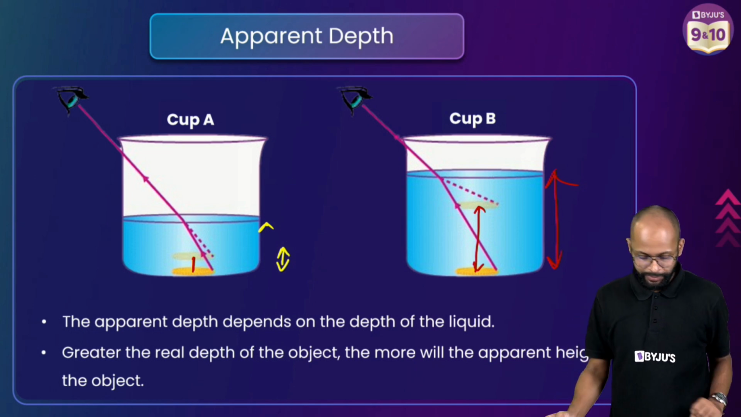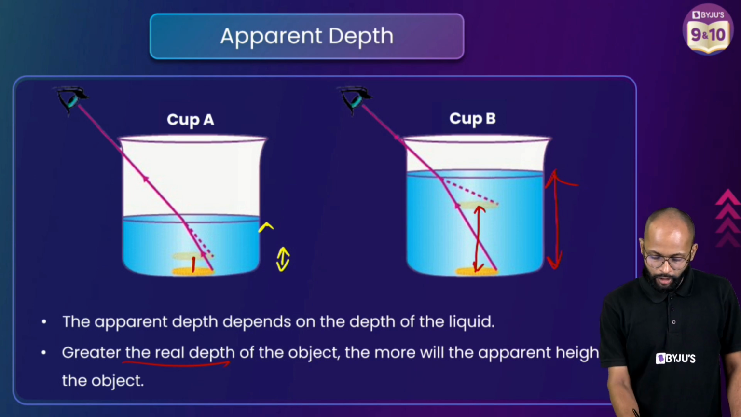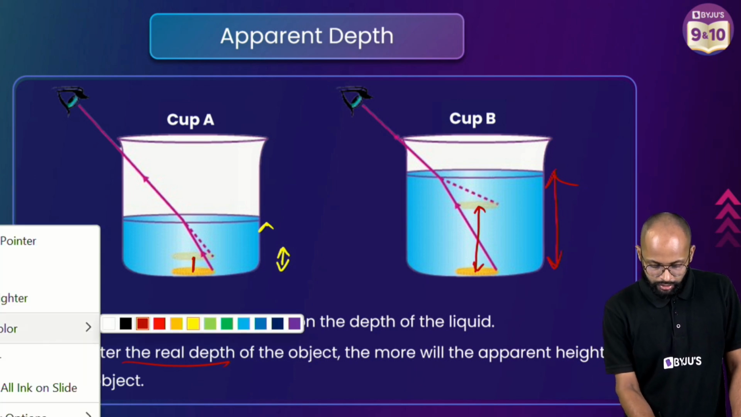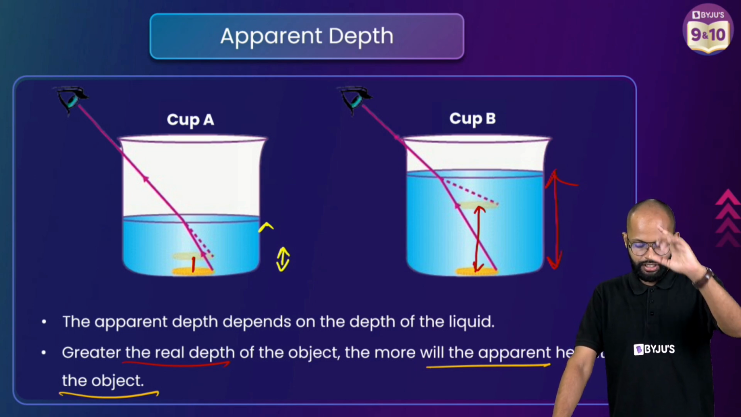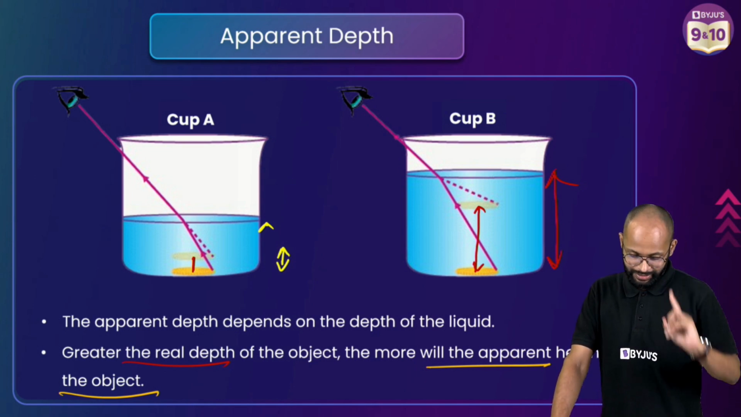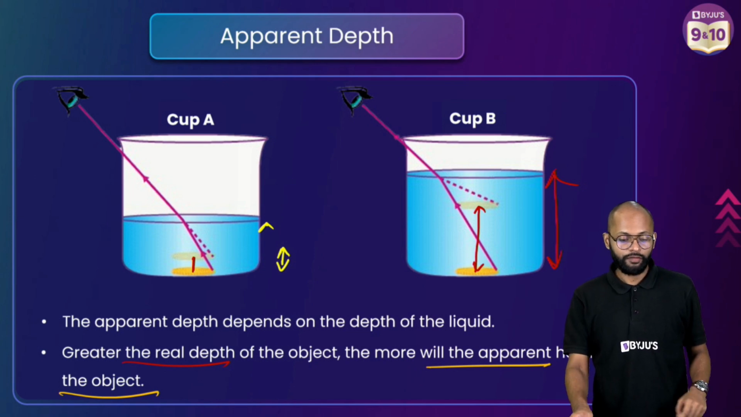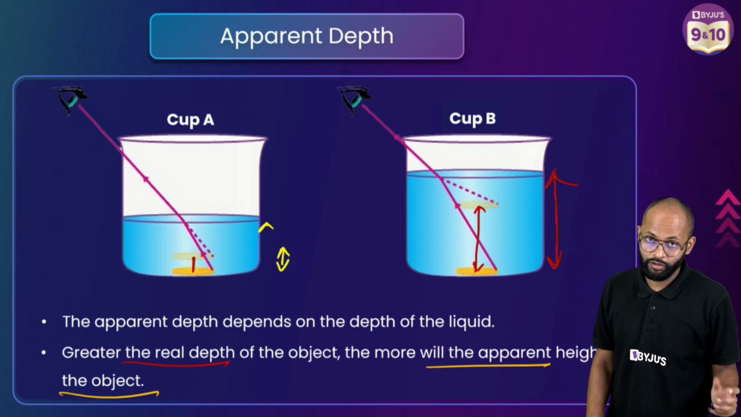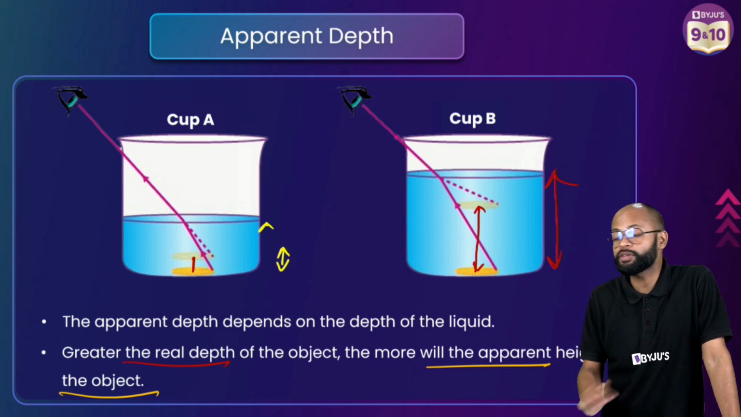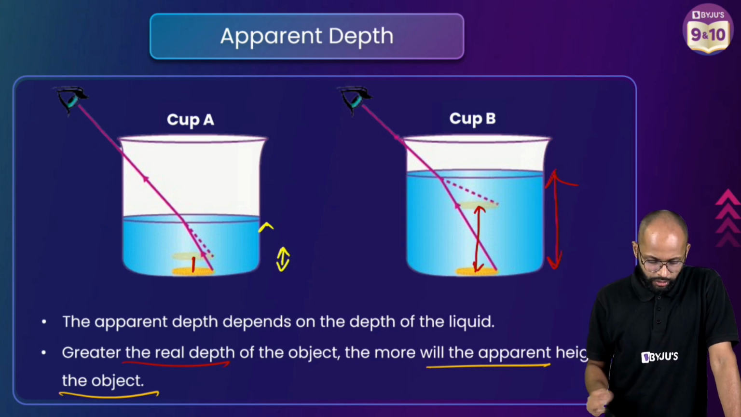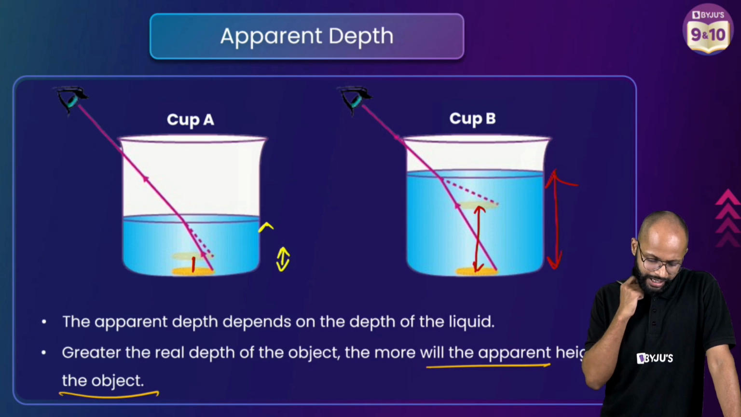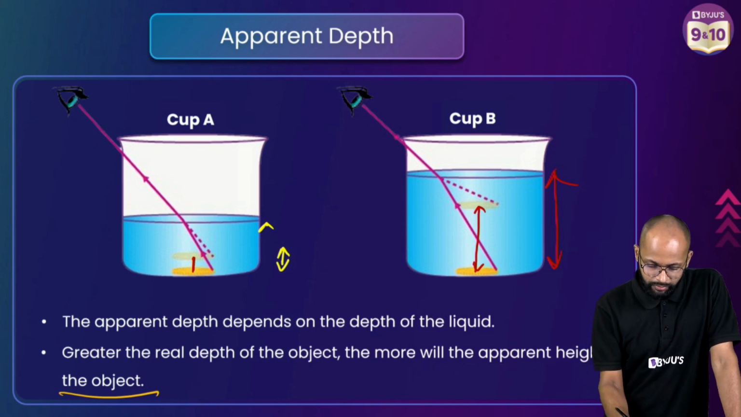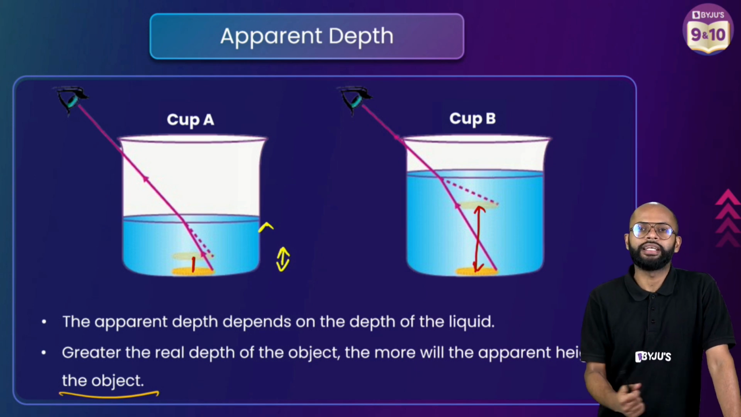All right, first point, greater the real depth of the object, the more will be the apparent height of the object. Yes, all right. The apparent height of the object from the base, basically. So if you want to ask the apparent depth from the surface, it will be smaller, right? So greater the real depth, smaller will be the apparent depth, you can say, right? And apparent height is something, kids, this is apparent height. So, okay, don't be confused with the lingo over here.